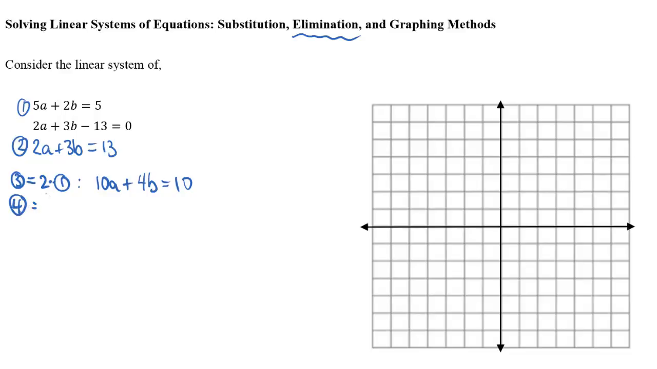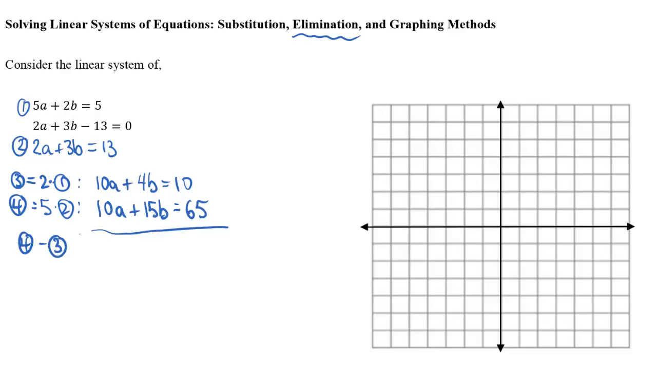My fourth equation here is going to be given by 5 times my second equation. I've done this so that my coefficient in front of a is the same. So 5 times 2a gives me 10a. 5 times 3b gives me 15b. And 5 times 13 gives me 65. This is great because now I can go equation 4 minus equation 3.